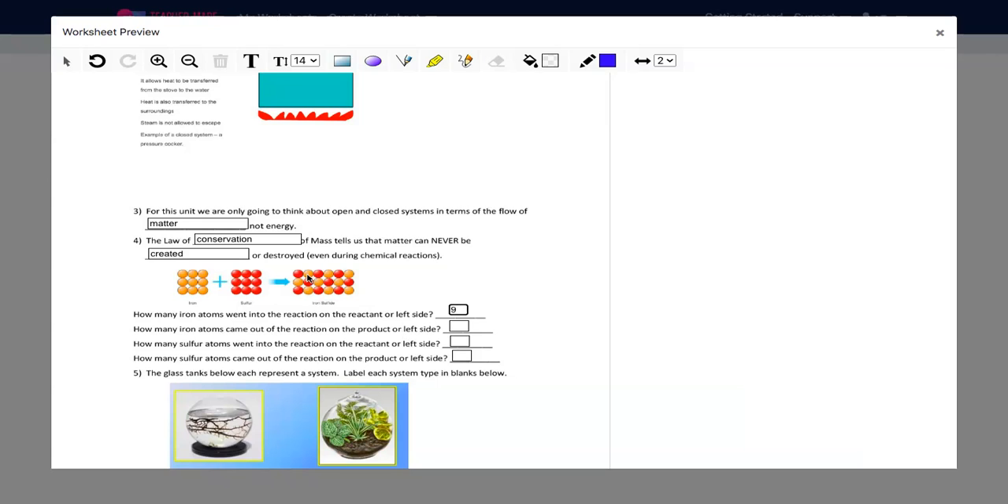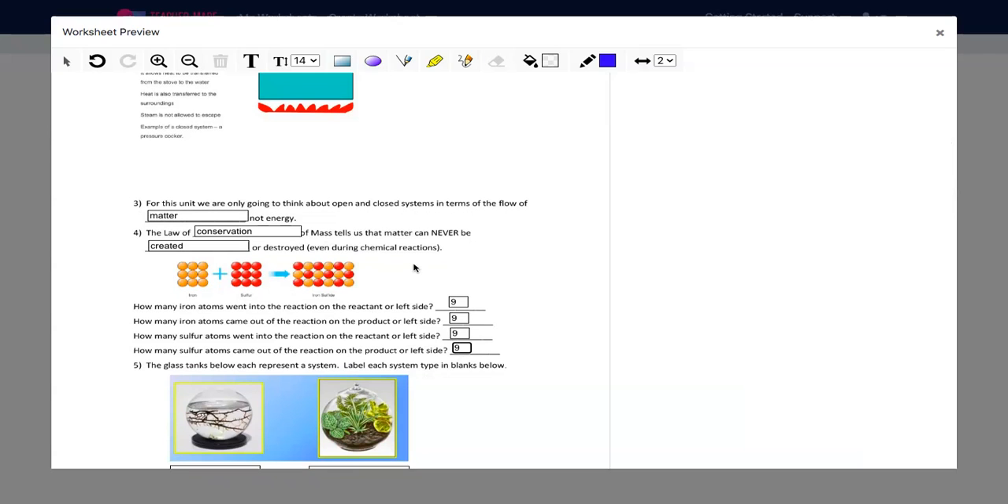On the right side of the equation, again, if we look at those orange atoms, 1, 2, 3, 4, 5, 6, 7, 8, 9 atoms of iron coming out of the reaction. We have 3, 6, 9 atoms of sulfur going in, and 1, 2, 3, counting the red atoms here, 4, 5, 6, 7, 8, 9 sulfur atoms coming out of the reaction. So this visual reaction is showing us conservation of mass because we have 9 atoms of iron going in, 9 coming out, 9 atoms of sulfur going in, 9 atoms coming out.